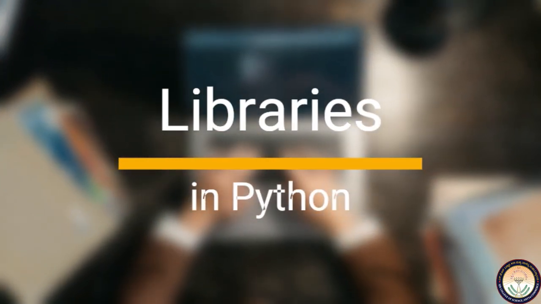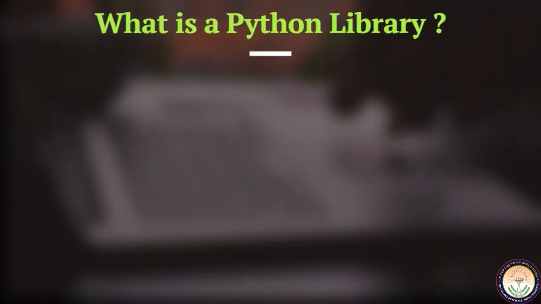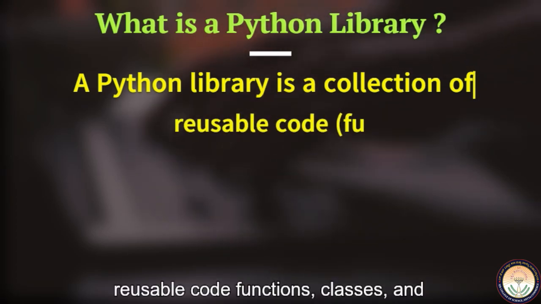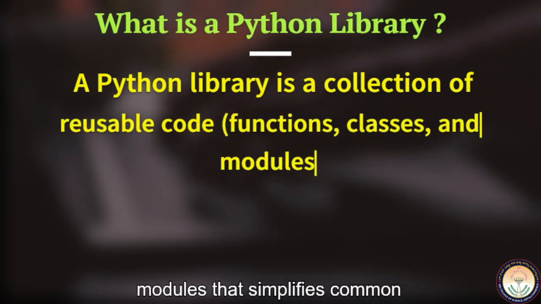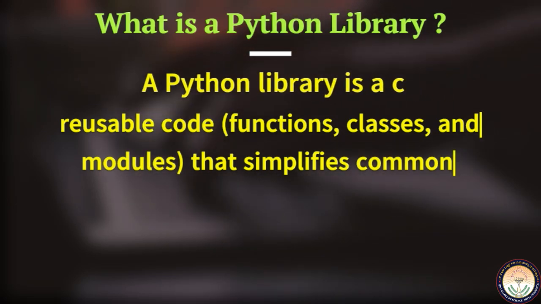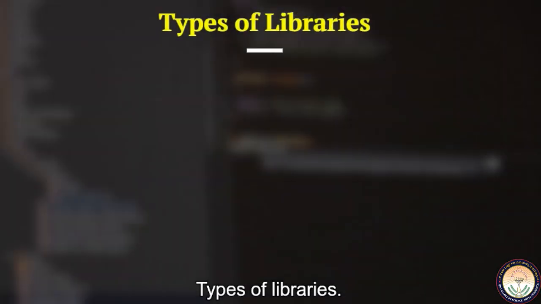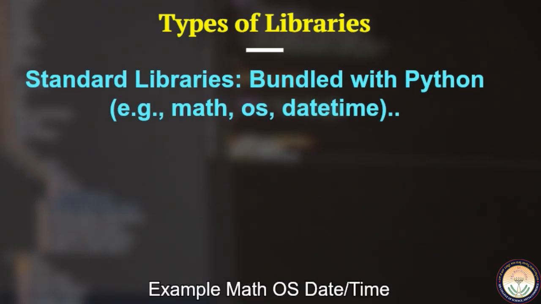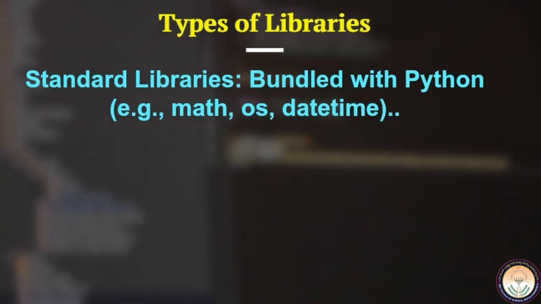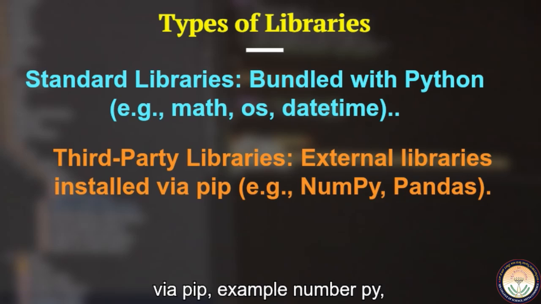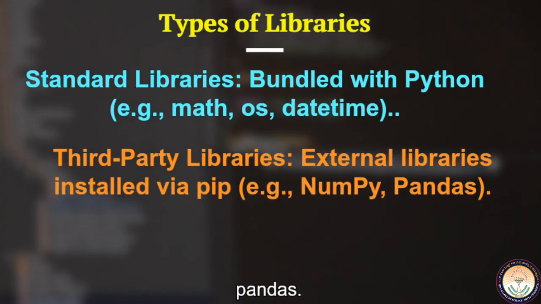Libraries in Python. What is a Python library? A Python library is a collection of reusable code, functions, classes, and modules that simplifies common programming tasks. Types of libraries. Standard libraries, bundled with Python, for example math, os, datetime. Third-party libraries, external libraries installed via pip, for example NumPy, pandas.